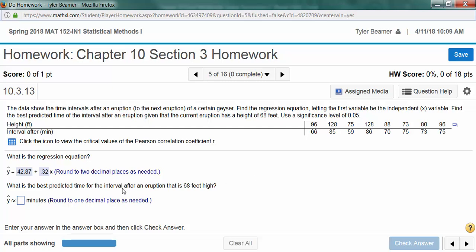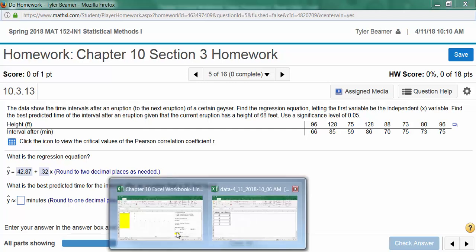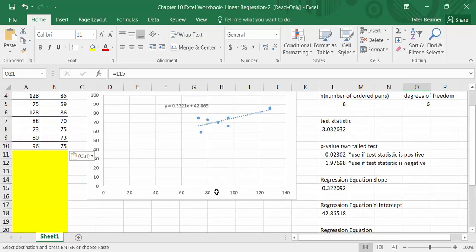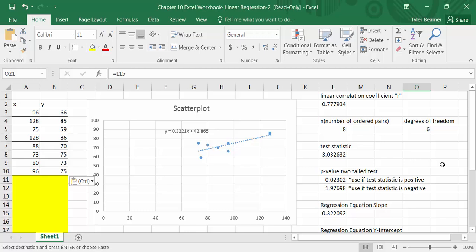Okay. And then it says, what is the best predicted time for the interval after the eruption that is 68 feet high? So we go to our template, and we have to read the results of the hypothesis test, and that's why they gave us a value of alpha. The hypothesis test that I have in this template is based off of an alpha of 0.05, since that is what is most frequently used.